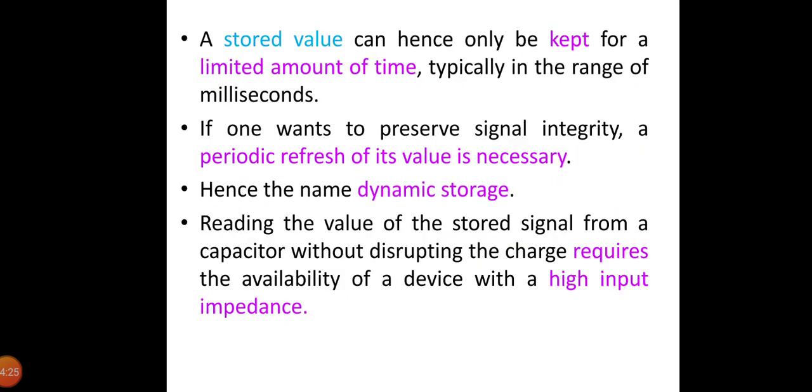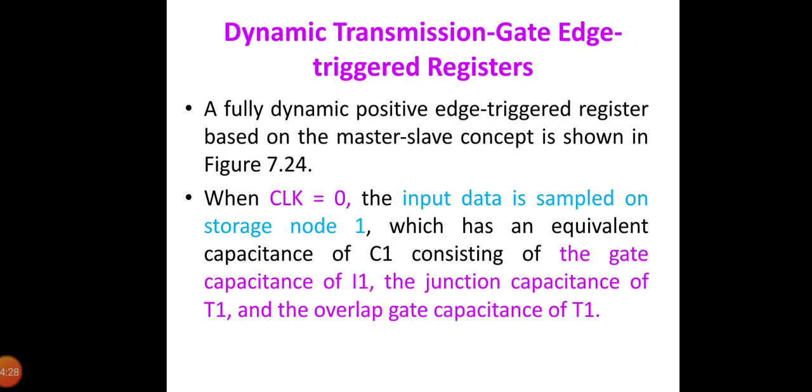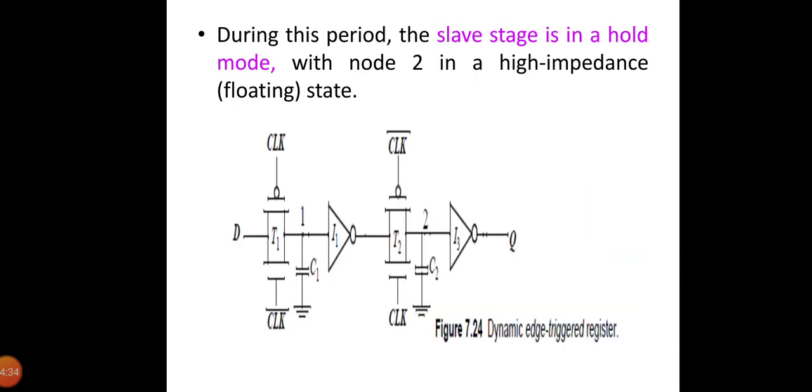Consider the fully dynamic positive edge triggered register based on the master slave concept shown in this figure. When the clock is 0, the input data D is sampled on storage node 1, which has an equivalent capacitance of C1 consisting of the gate capacitance of I1, the junction capacitance of T1 and the overlap capacitance of T1. During this period, the slave stage is in a hold mode with node 2 in a high impedance state.